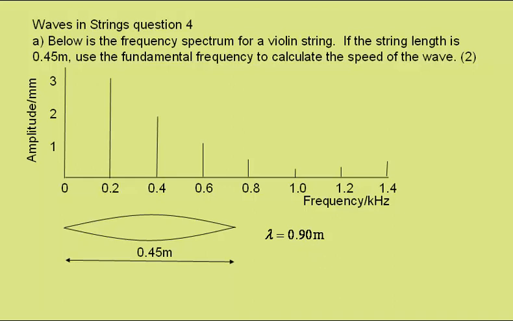The datasheet tells us that wave speed equals frequency times wavelength, which is the frequency of 0.2 kilohertz or 200 hertz times the wavelength of 0.9 of a meter, giving a wave speed of 180 meters per second.